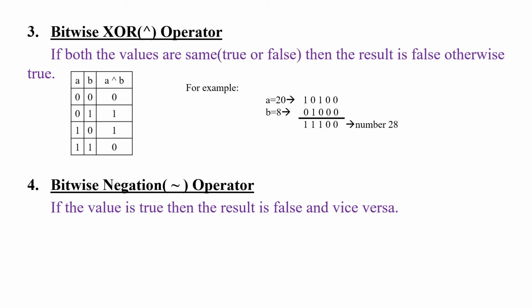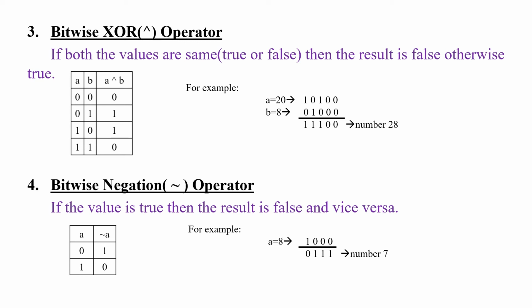Next, bitwise negation operator. If the value is true, then the result is false, and vice versa. Here we can see the table of values a. If the value of a is 0, negation a is 1. If the value of a is 1, negation a is 0. Means this negation operator flips the value and gives it as output.